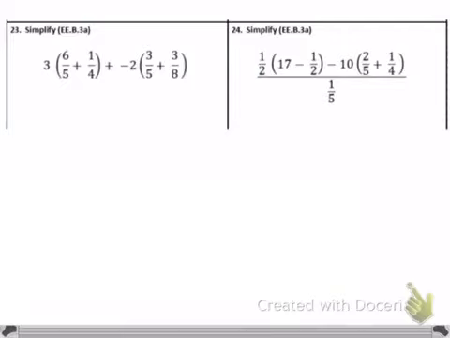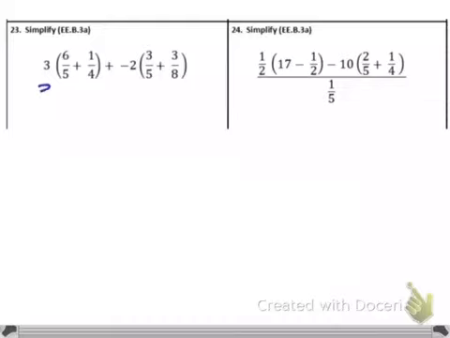Alright, so we're going to pick up with 23. Question number 23 has, again, order of operations. You have fractions. You have some negative numbers mixed in, but the basic core idea of order of operations is still going to be the same. So we're going to take what's inside the parentheses and we're going to solve that first.